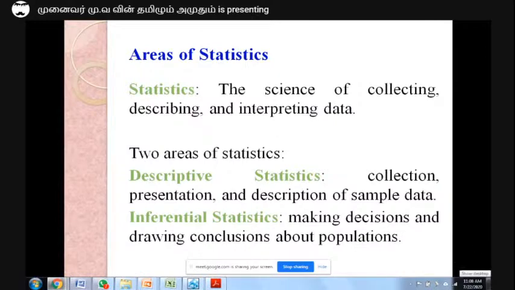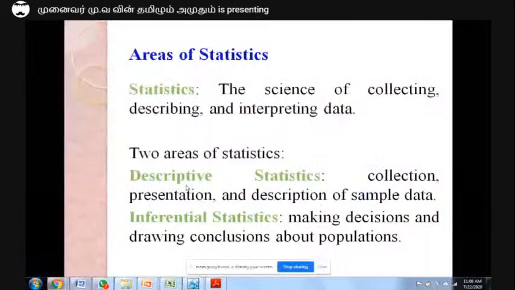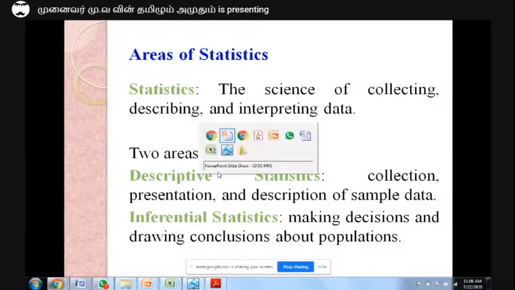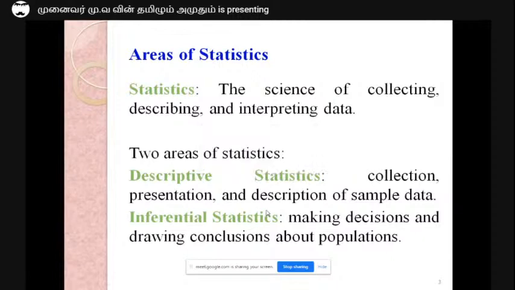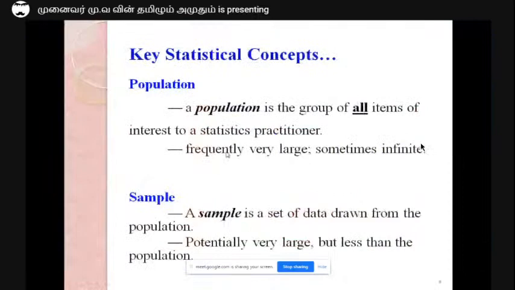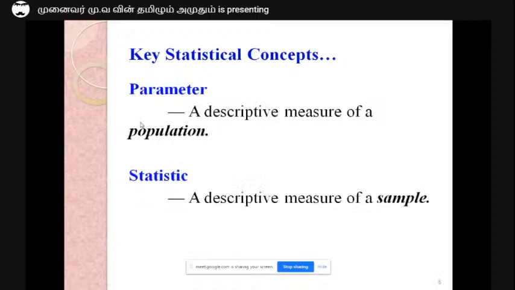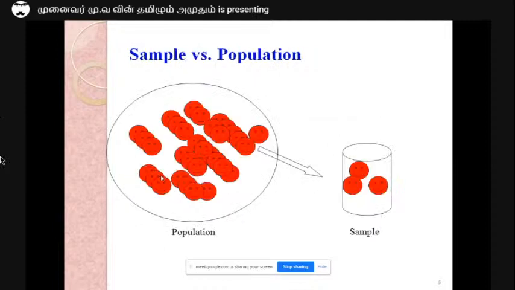And when we are concerned about statistics, we need to know about population, parameter, statistics, and the terminology related to statistics. Population is a group of all items of interest to a statistics practitioner. A sample is a set of data drawn from the population. Population is a set, and a sample is a subset of the population. A descriptive measure of a population is said to be a parameter, and a descriptive measure of a sample is nothing but a statistic. And how we are getting the data from the population is very essential.